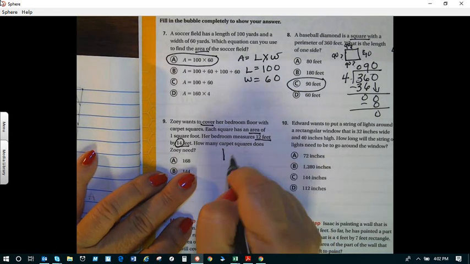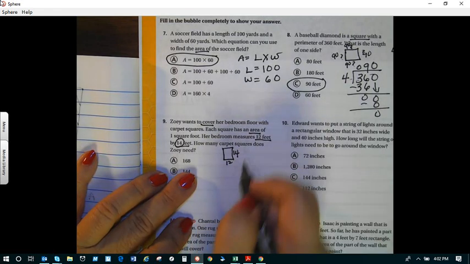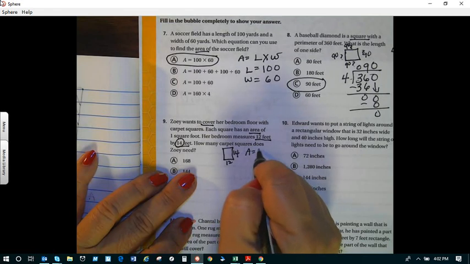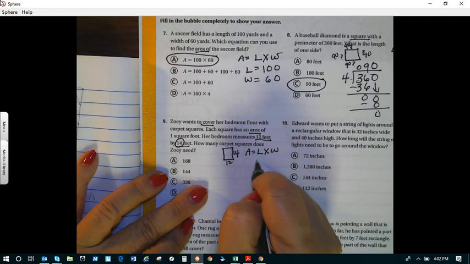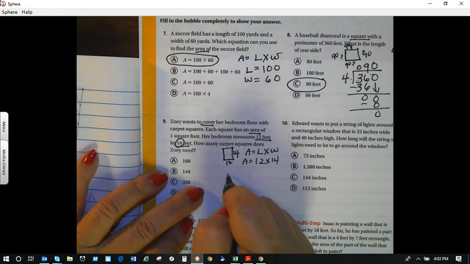I have a 12 by 14. Now I'm looking for the area. Area equals length times width. I'm going to plug in my numbers. So area equals 12 times 14. I'm going to do my math.